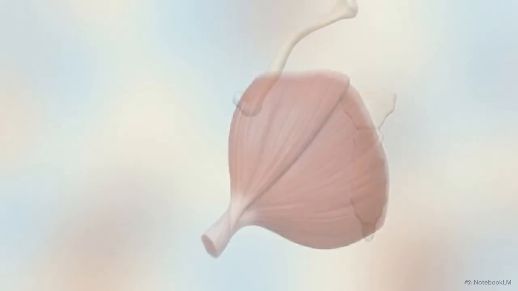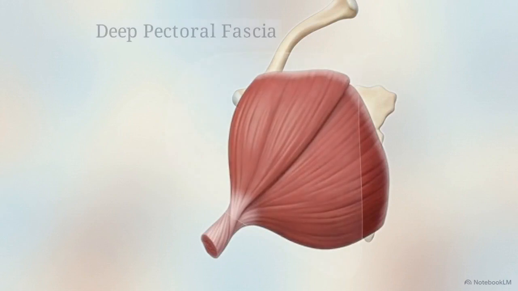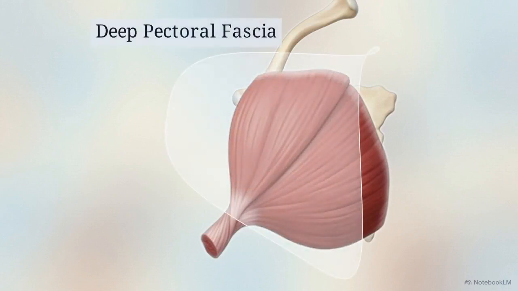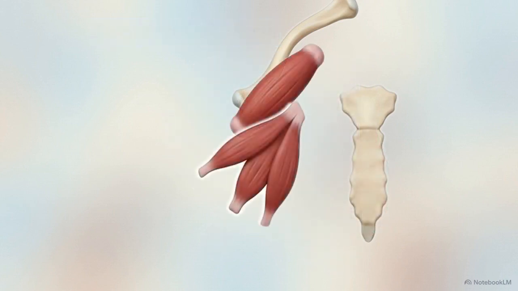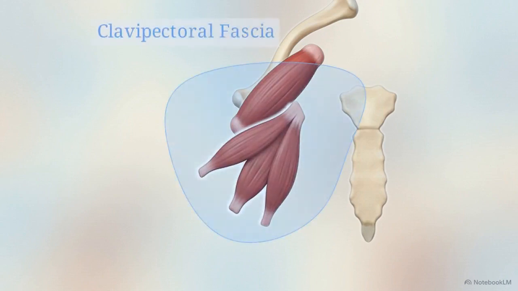Stripping away this superficial layer exposes the deep pectoral fascia, a dense connective sheet that directly invests the pectoralis major and anchors firmly to the sternum medially and the clavicle superiorly. By removing the pectoralis major, this diagram isolates a vital, deeper plane, the bright blue clavipectoral fascia, a continuous sheet that tightly encloses both the subclavius and the pectoralis minor muscles.